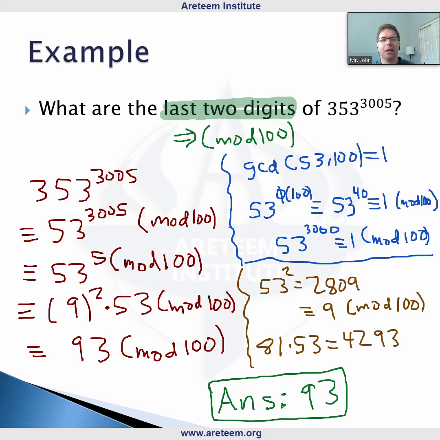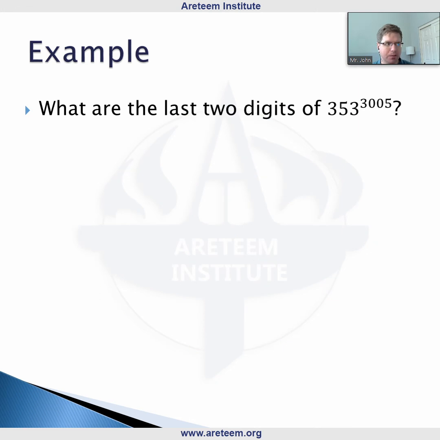Okay. Let's look at another example here and talk a little bit about what can go wrong. So what if we change this problem slightly and we have 35 to the 3005th power? Now, let's write out something right off the bat here. And this is one of the reasons I wanted to write it out before.